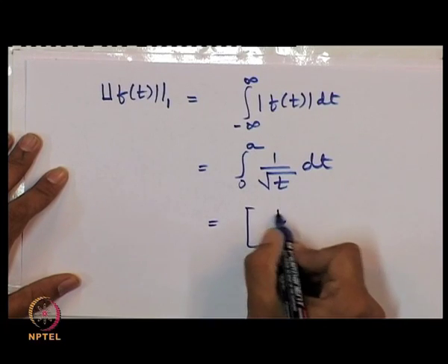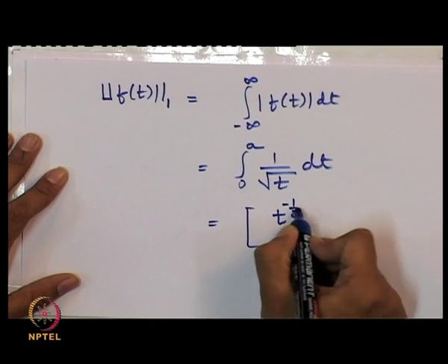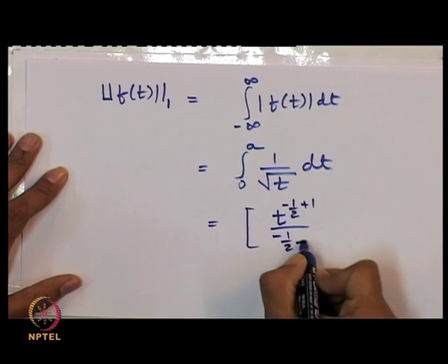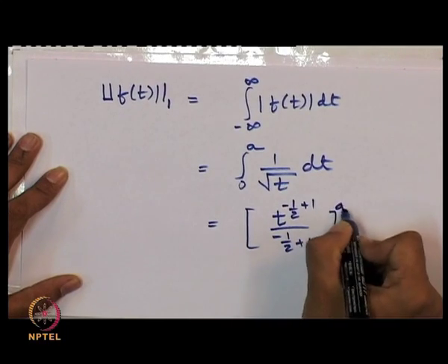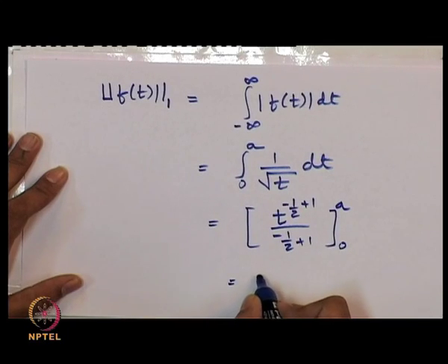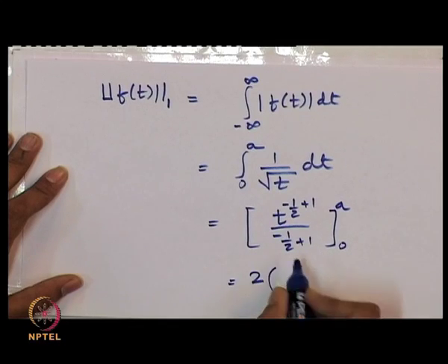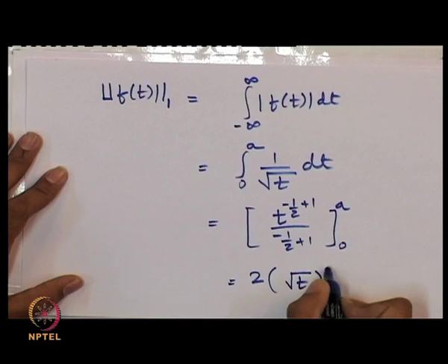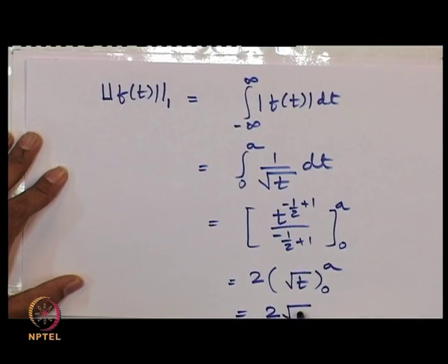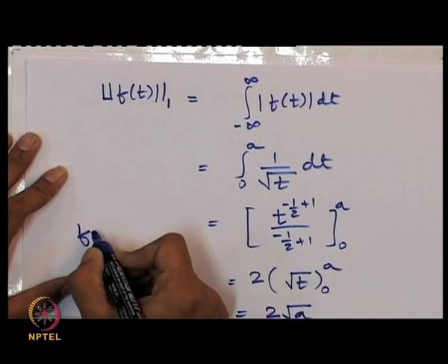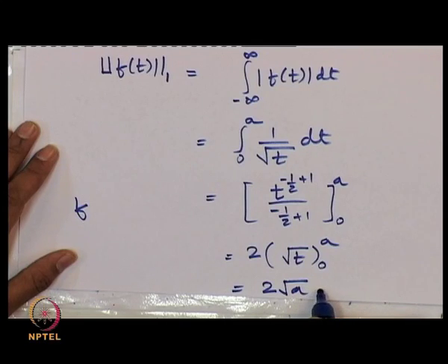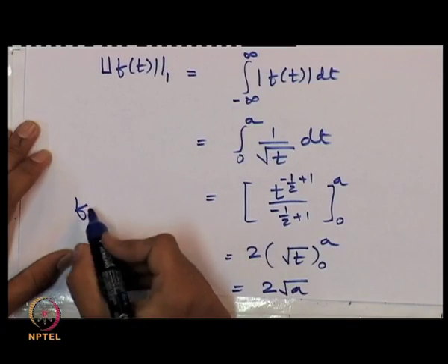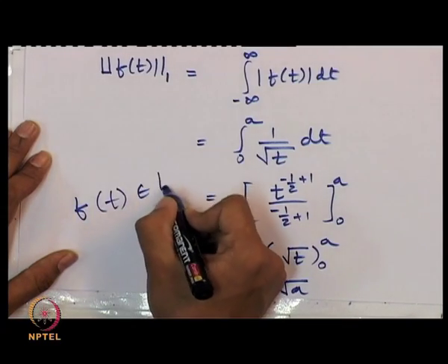Since f t exists only for 0 to a, we can apply the limit. It is equal to t power minus 1 by 2 plus 1 upon minus 1 by 2 plus 1, from 0 to a. It is equal to 2 times root t from 0 to a, which is equal to 2 times root a. Since a is some finite number, the L1 norm of f t is finite. Hence we can say that f t belongs to L1R.